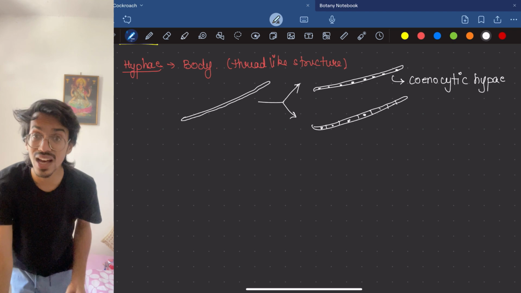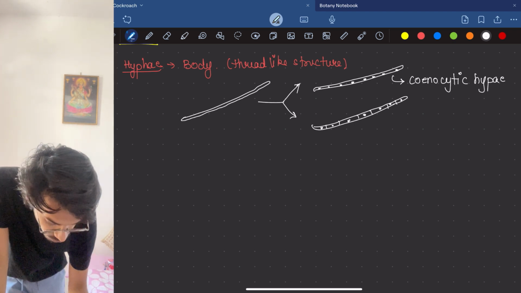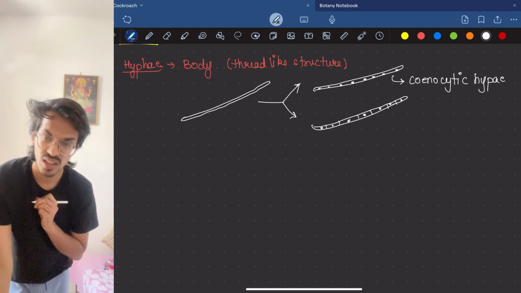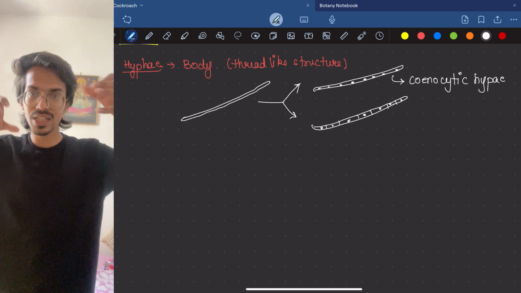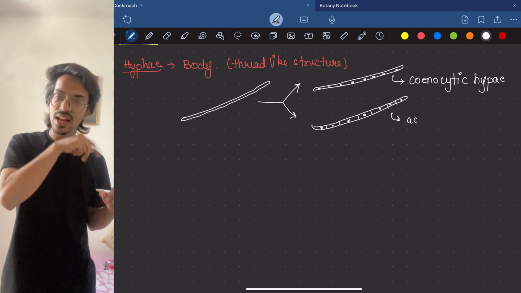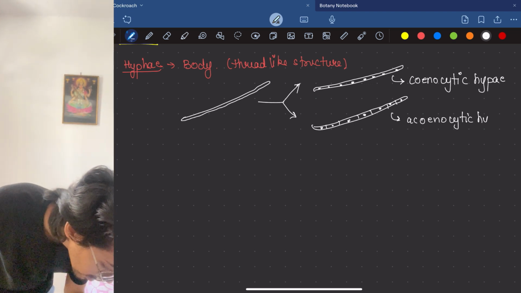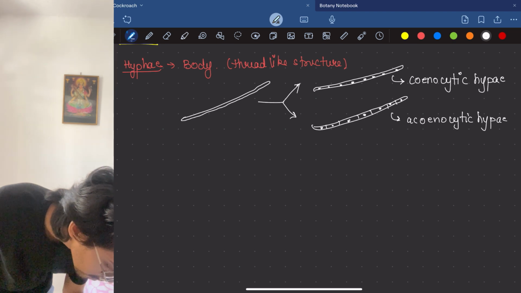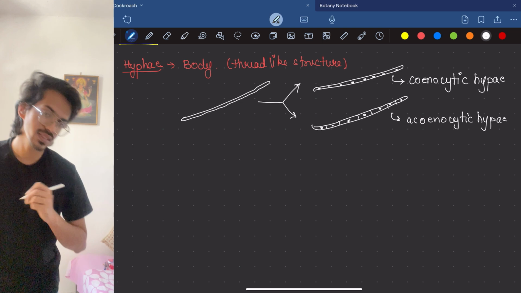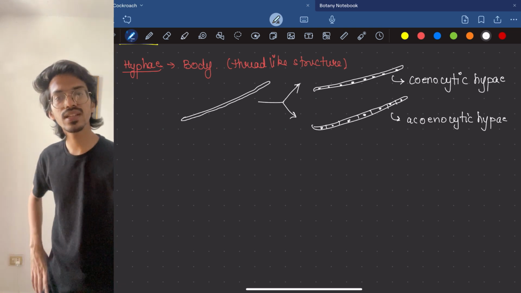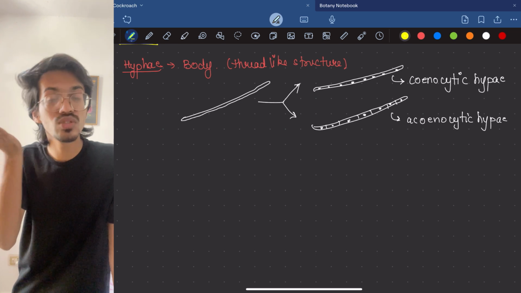If those cuts are present, that will put your nuclei into different compartments. So it will not look like a multinucleate condition; it looks like multiple cells are there and each cell has a nucleus. If such a condition is there, we call it acoenocytic hyphae. So if someone asks what makes the coenocytic and acoenocytic appearance, that is septa.